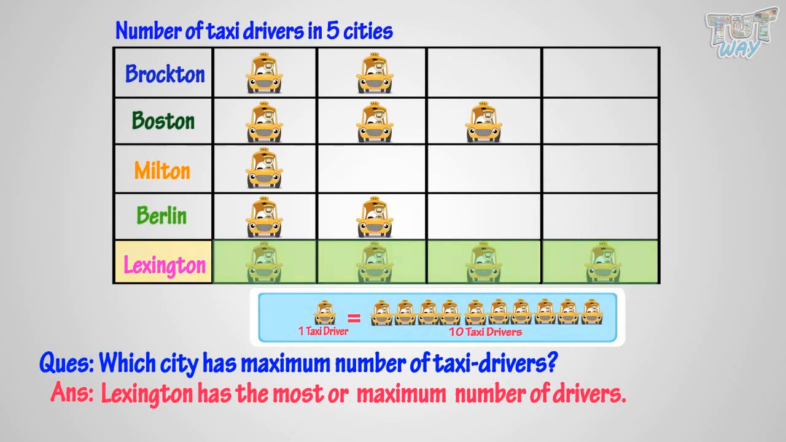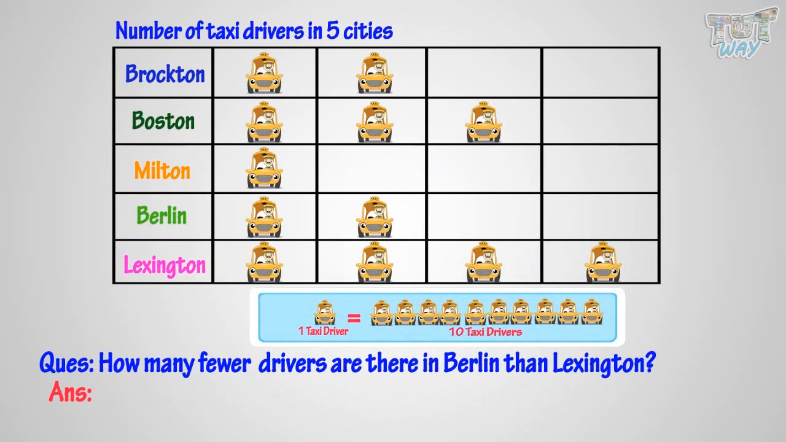Question 5. How many fewer drivers are there in Berlin than Lexington? Let's figure it out. There are 2 driver symbols against Berlin and 4 driver symbols against Lexington. So 4 minus 2 equals 2. So there are 2 more driver symbols against Lexington.